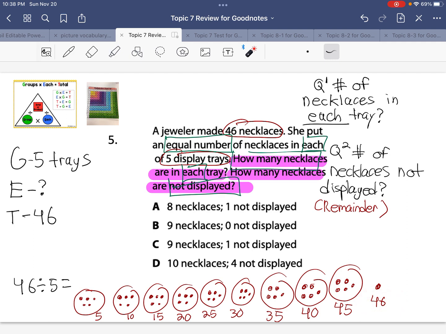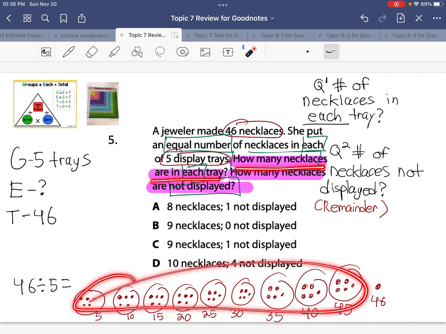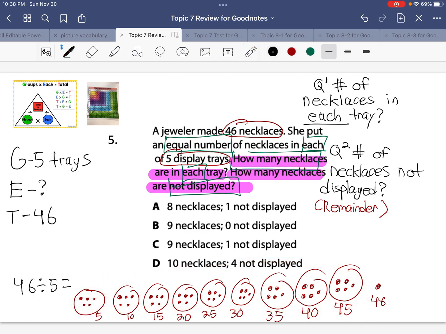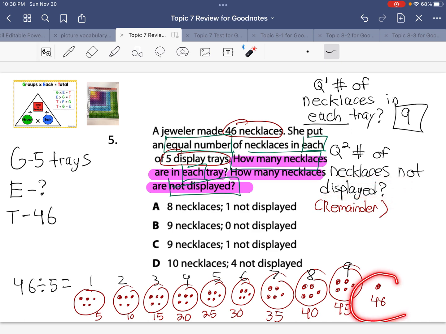So now to answer my first question, how many necklaces are in each tray? These groups, these are my trays. So if I count my trays, I have 1, 2, 3, 4, 5, 6, 7, 8, 9. So I have 9 trays. Okay, that's my first answer. And my second question is number of necklaces not displayed. Okay, which is going to be this one that's not in a tray. So that means my answer would be 1. So I'm looking for 9 and 1. I already know my answer is going to be C.